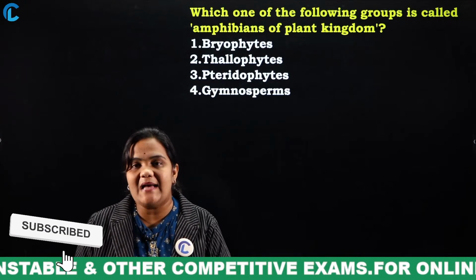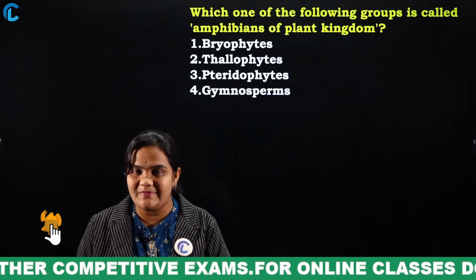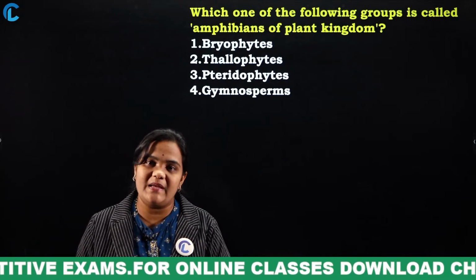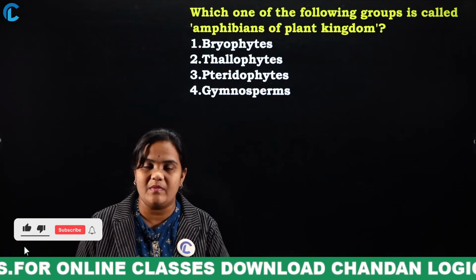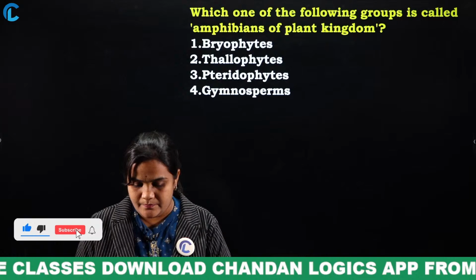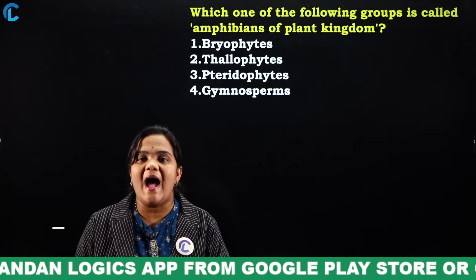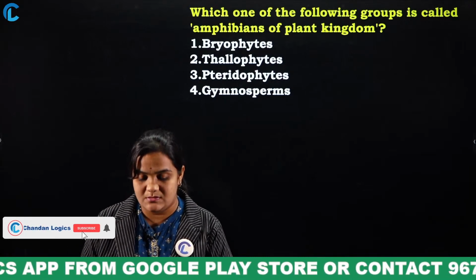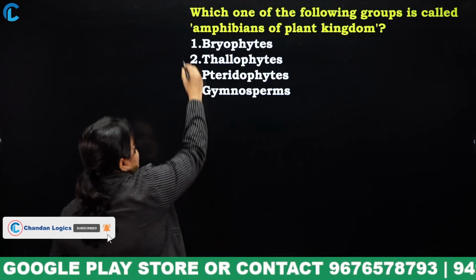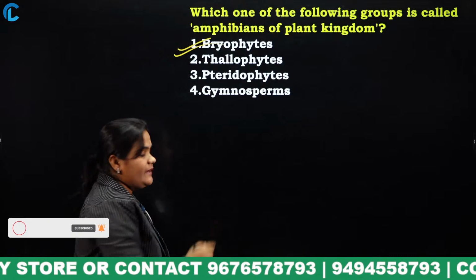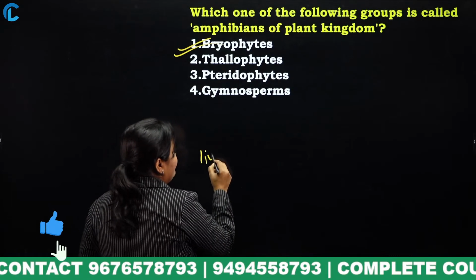As in the plant kingdom, amphibians are there. Likewise, amphibians are also present in the plant kingdom. What are those? Okay, I will say, listen, then you can answer. Amphibians in the plant kingdom are called as what? Bryophytes. For example, liverworts.